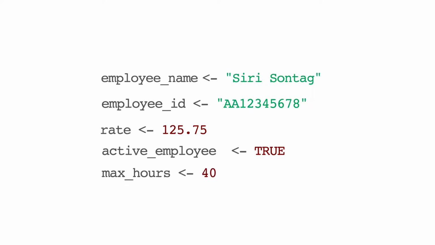Each one of these variables references information. Employee name is the full name of the employee. The employee ID is a unique combination of a number and letter value. Rate is the hourly rate in dollars. Active is the status of the employee. And max hours is the maximum number of hours the employee can work. As you can see here, the variables can reference different types of information.